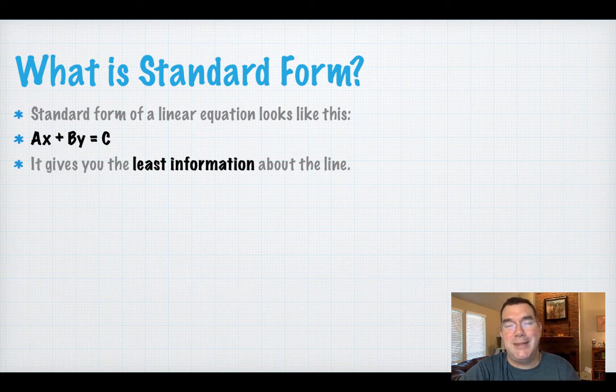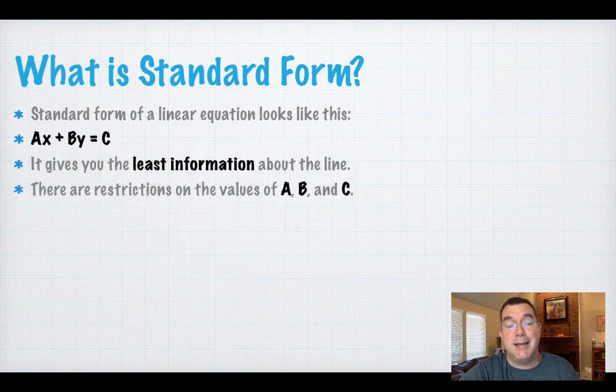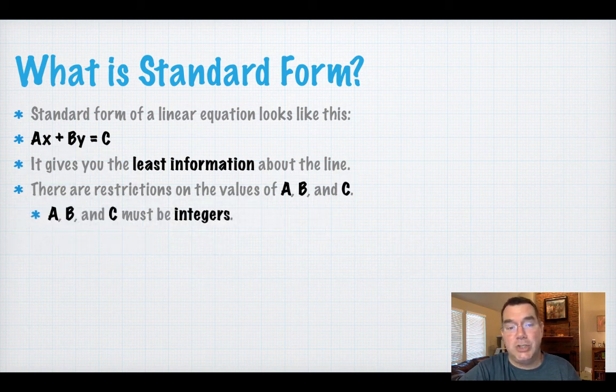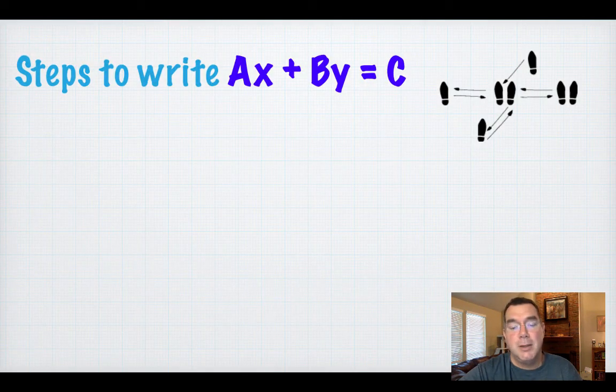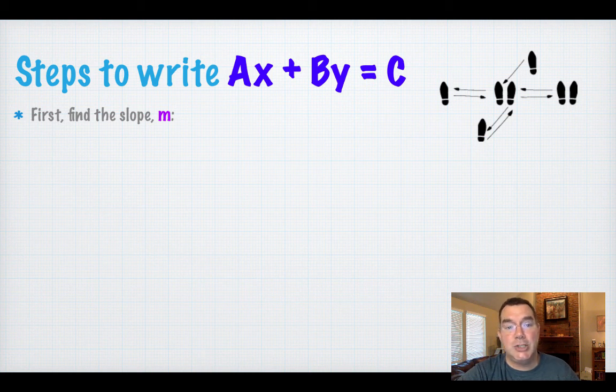This form is maybe the nicest looking, but it really doesn't tell you much about the line itself like the other forms did. To make matters worse, there are some restrictions on what a, b, and c can be equal to. They have to be integers, and the first number, the a, the number in front of x, has to be positive. So that makes life a little more tricky. As I said, it looks nice, but it really doesn't help you when you have to graph it. But we do need to know how to do it, so here's how we write linear equations in that form.